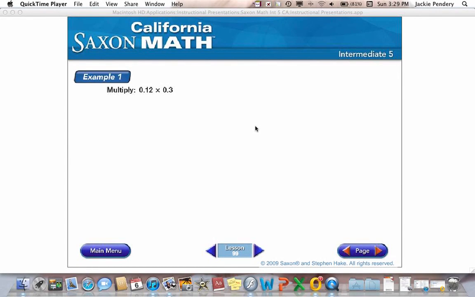Hi everybody, today we're going to talk about lesson 99, multiplying decimals using 0 as a placeholder. So the last couple of days we've been talking about what we do when we multiply a decimal, and where we put the decimal in the answer. Today we're going to do the same thing, but we're going to have to add in a 0. So let's take our first example.